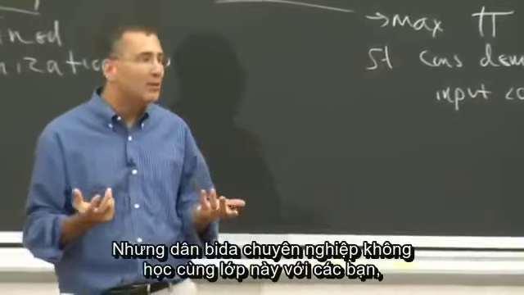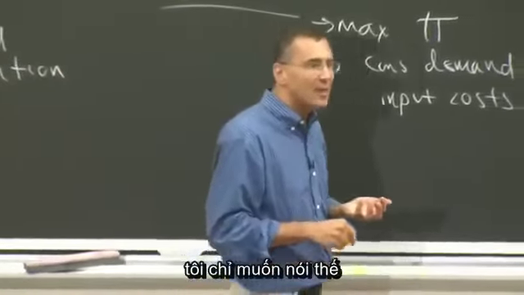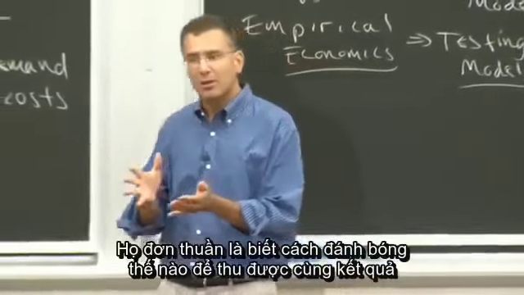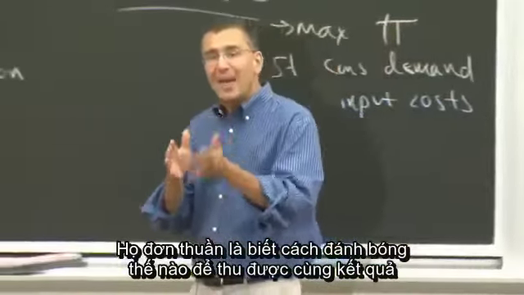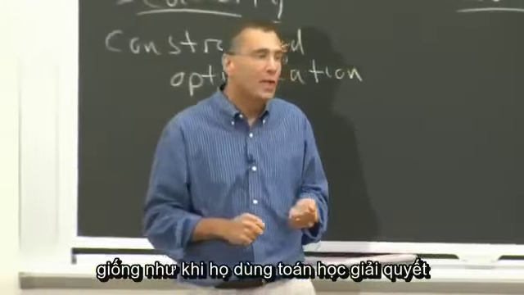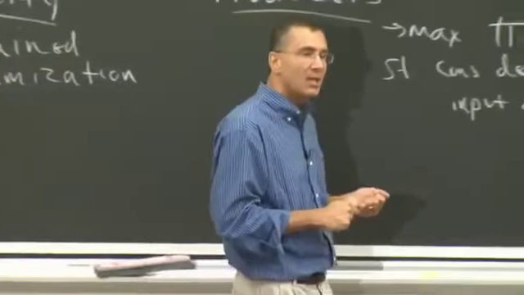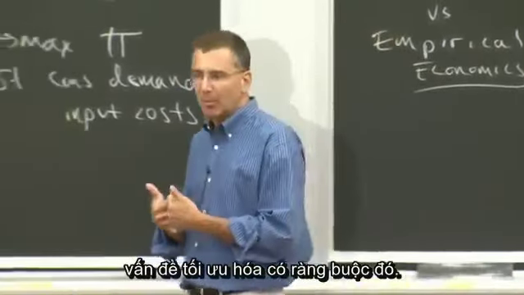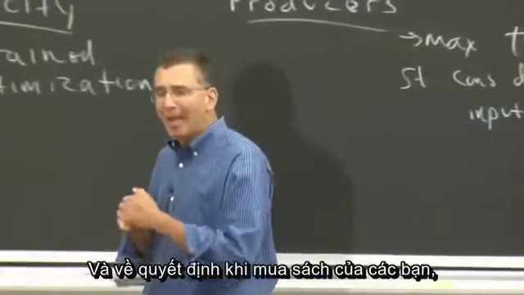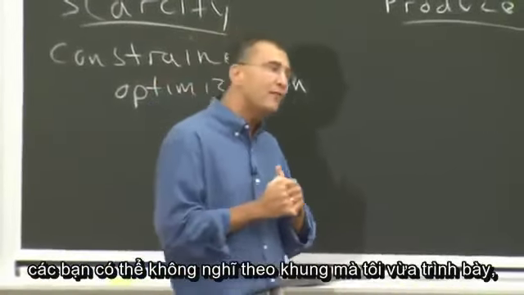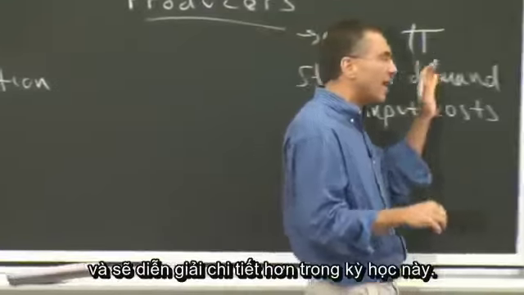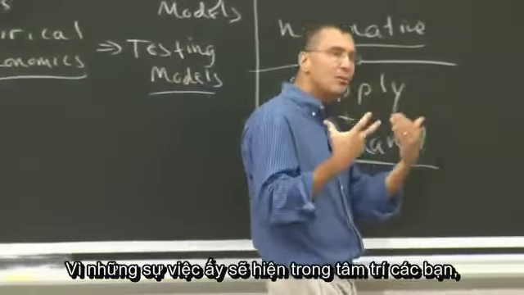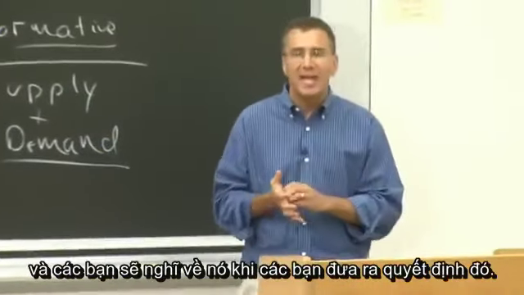But professional pool players are not in this class with you, let me say that. Okay? They're not guys who are able to do that computation. They just know how to hit the ball to get the same outcome they would get if they mathematically solved for the optimal trajectory to hit the ball. Okay? They behave as if they've solved the constrained optimization problem. And your decision when you buy this book, you may not think it through the very framework that I just laid out very heuristically and will lay out more rigorously this semester. But you're going to behave as if you do, because those facts are going to be in your mind. You're going to be thinking about it when you make that decision.